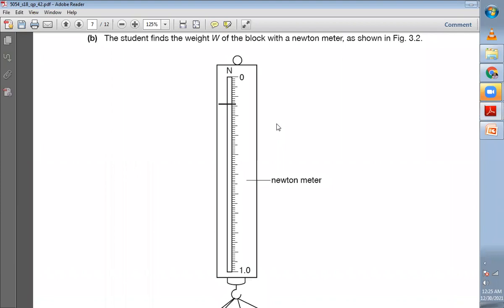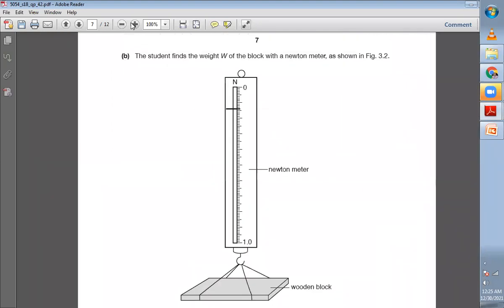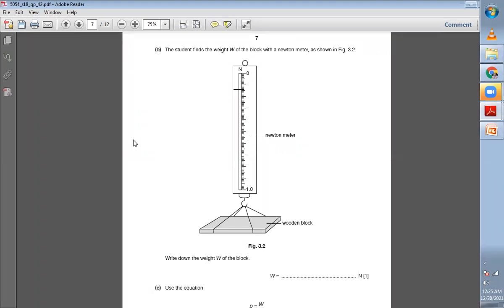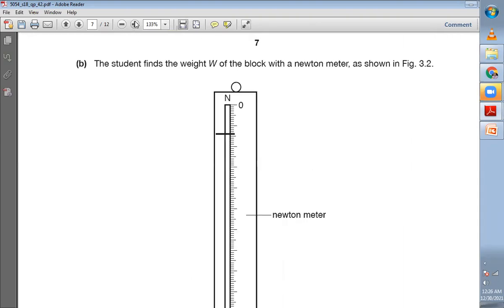Then they say, the student finds the weight W of the block with a Newton meter. So this is a Newton meter. Here you have hung that wooden block. So this extension will tell you how much is the weight of this wooden block. Write down the weight of the block here. So from here I can read what is the block's weight.